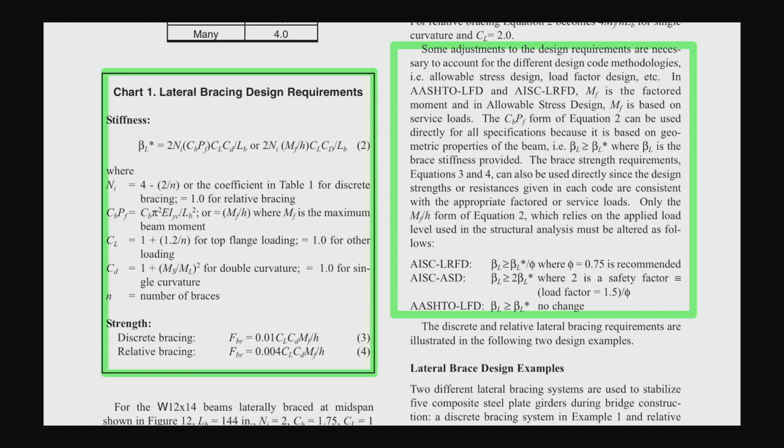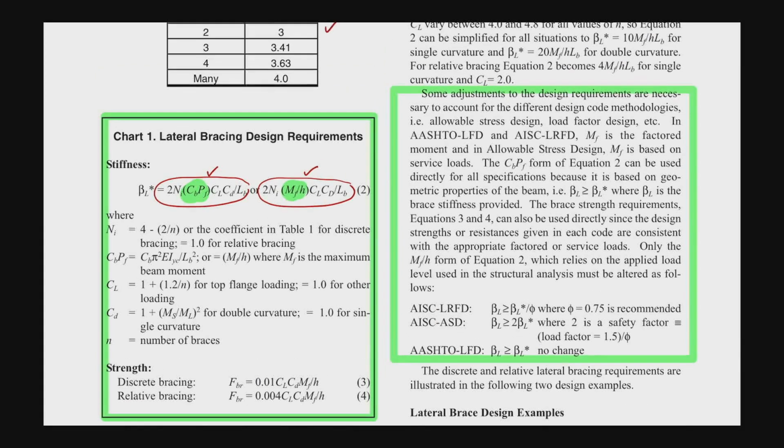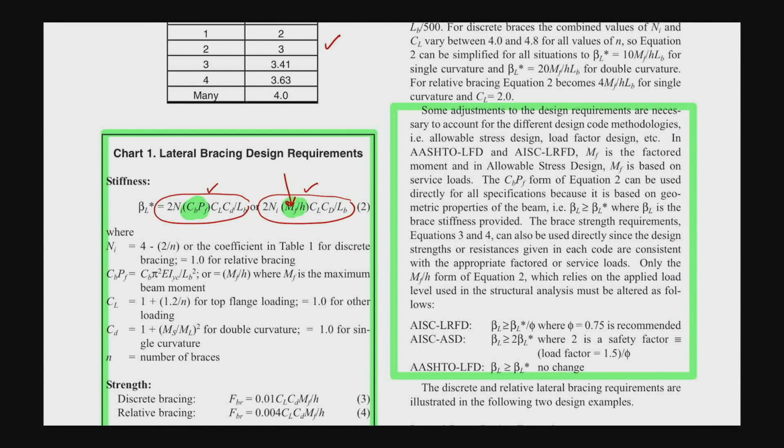The brace stiffness is given as an alternative between this and this. Actually, they are pretty much identical. The thing is that here, CB times PF and MF over H. This MF is the calculated moment in the beam, and that maximum moment will determine the brace stiffness, and this MF could be less than the CBPF. Again, the PF comes from the elastic buckling, which is always greater than the inelastic buckling.